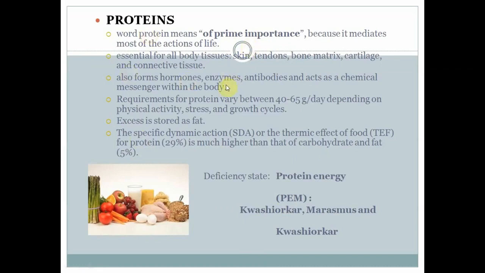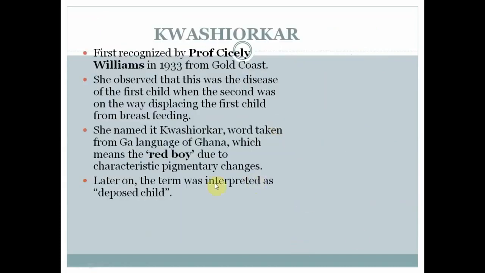So it is required for body tissue, skin, tendons, cartilages, and it also forms hormones and enzymes. We need to stress on the deficiency, protein energy malnutrition, that is PEM: kwashiorkor and marasmus. Kwashiorkor is a word taken from the Greek language, which means red boy due to the characteristic pigmentary changes. Later on the term was interpreted as displaced child. It was first recognized by Prof. Cicely Williams in 1933. It was a disease of the first child when the second was on the way, displacing the first child from breastfeeding.